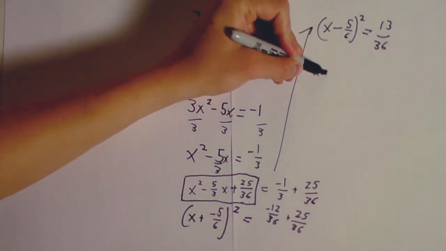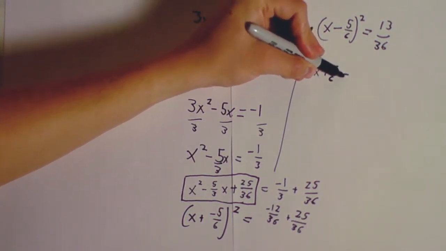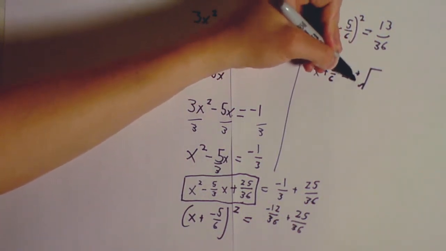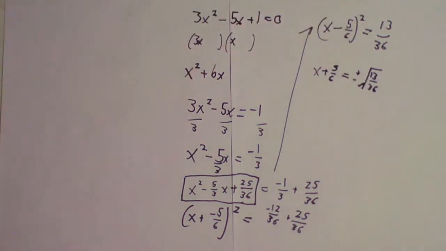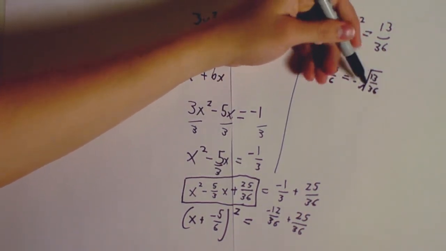So x plus 5 over 6, taking the square root of the left side, is going to be the positive or negative square root of 13 over 36, because every number has two square roots, and I don't want to just take the principal square root of both sides, I want to account for all possibilities. So we've got x plus 5 over 6 equals positive or negative square root of 13 over 36.